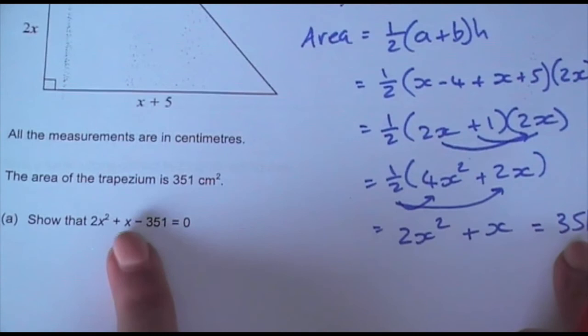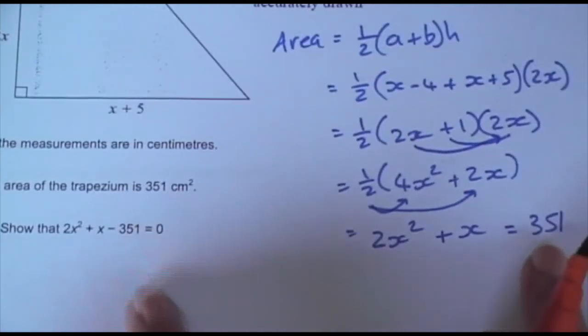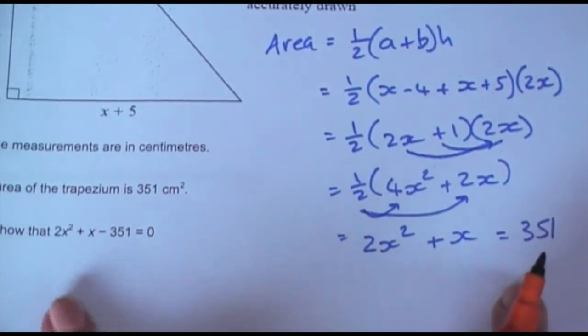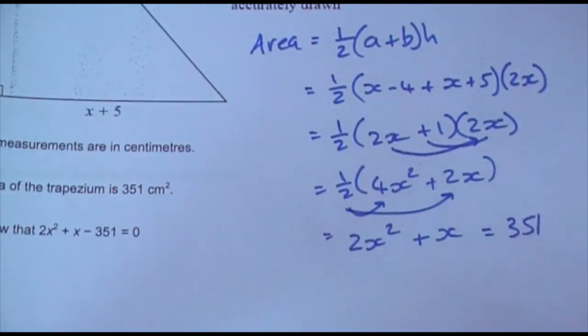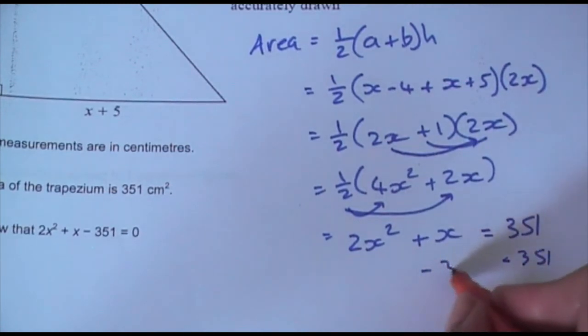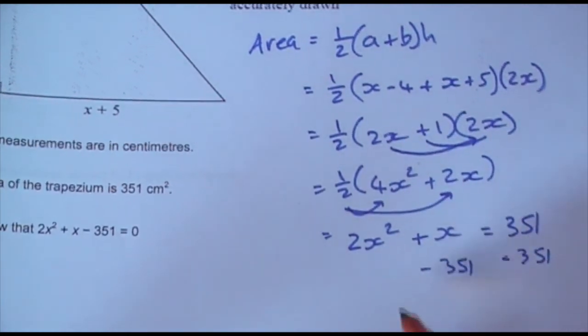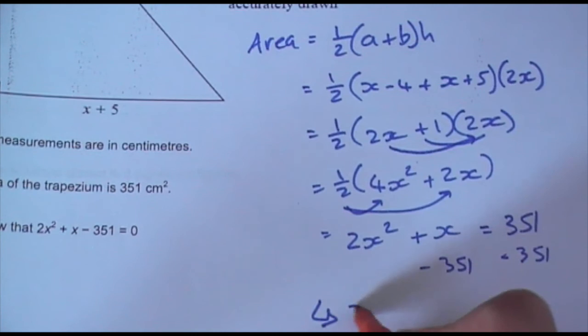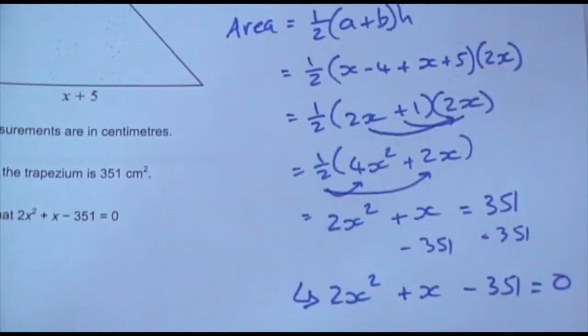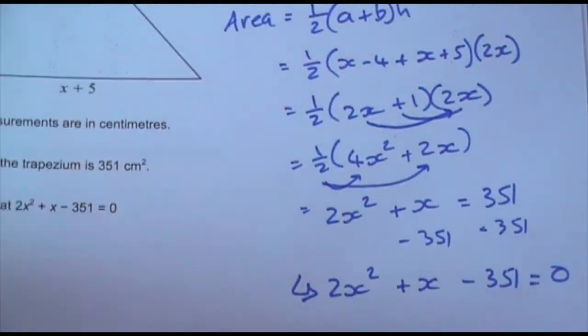Now it doesn't look like that yet, but the only reason it doesn't look like that is because they've put theirs equal to 0 minus still equal to 351. I need to subtract 351 from both sides, and that will end up giving me 2x squared plus x minus 351 equals 0. And then jackpot, my answer matches up with their answer.